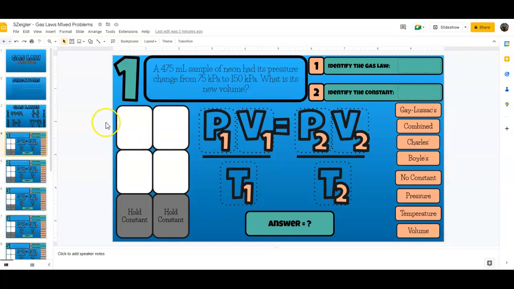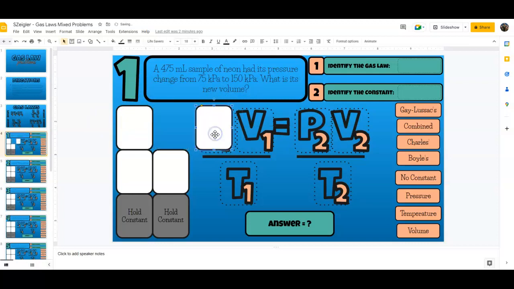After you read this, you have to figure out what is constant, and then you're going to take the white and cover them to show that that's not part of the equation. It says here that you have a 475 milliliter sample of neon. It has a pressure of 75 kPa to 150 kPa. What is its new volume? I've got milliliters. I've got 2 different pressures. Therefore, there is no temperature that's involved here.